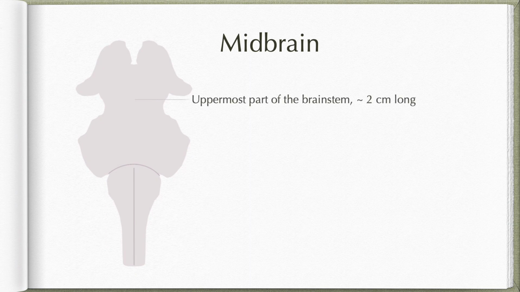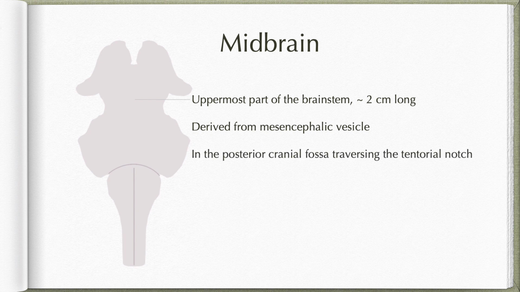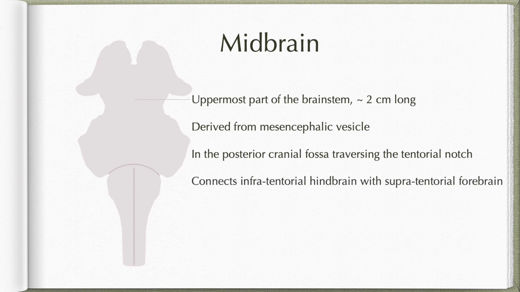Midbrain forms the uppermost part of the brainstem and also the shortest part, barely measuring about 2 centimeters in length. It's derived from the mesencephalic vesicle. It is located in the upper part of the posterior cranial fossa, where it will be traversing through the tentorial notch or the tentorial incisure. Thereby, it connects the infratentorial hindbrain structures with the supratentorial forebrain structures.